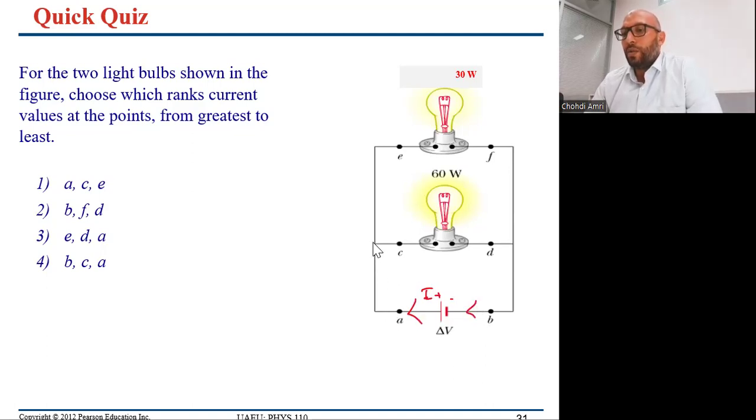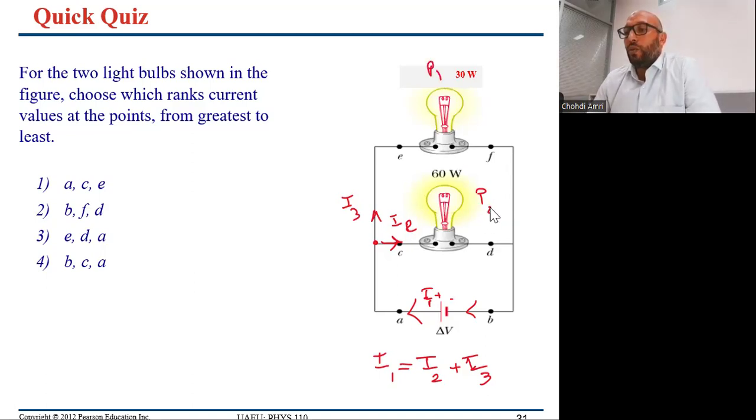In this case, what happens to the current at this point? The current at this point will split into two currents. Let's write this is I2, this is I3, and this is I1. So I1 will be equal to I2 plus I3. In this case, which one has higher power? Let's write this is P2 as before, and this is P1. P2 is higher than P1.